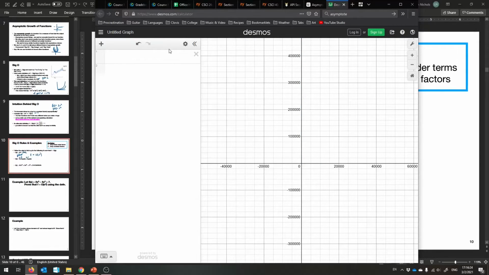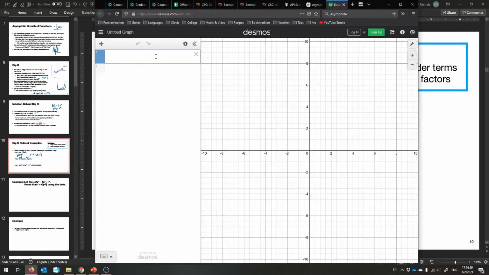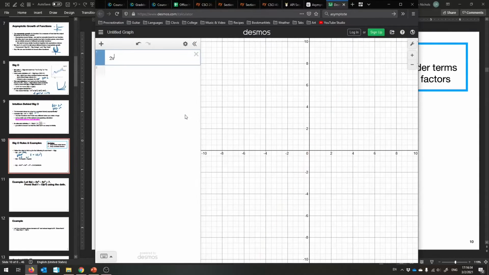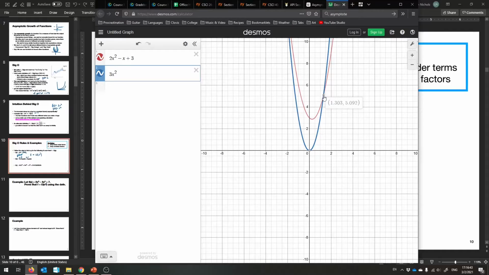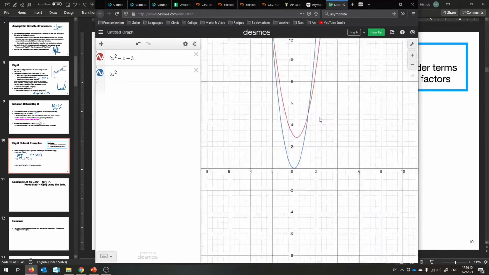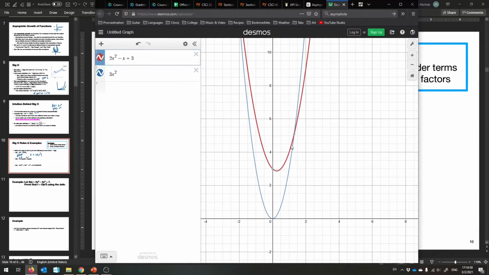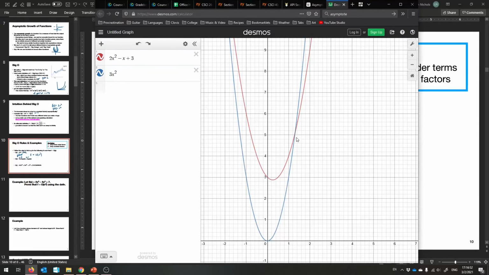I wonder if I can just reload the page and the axes fix themselves. Yeah, much better. Okay, so here is 2x squared minus x plus 3. And then this one can be 3x squared. This is the world's greatest graphing calculator. Okay, so it looks like it found that. I was very happy about that. It found it. Do it again. Yeah, thank you.